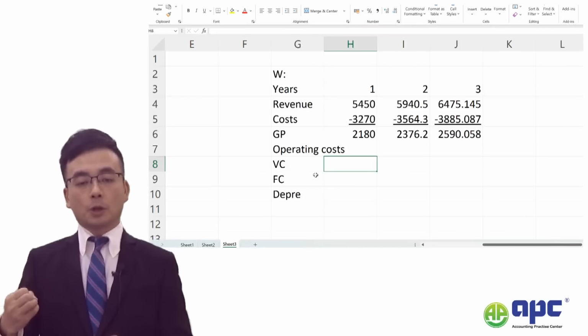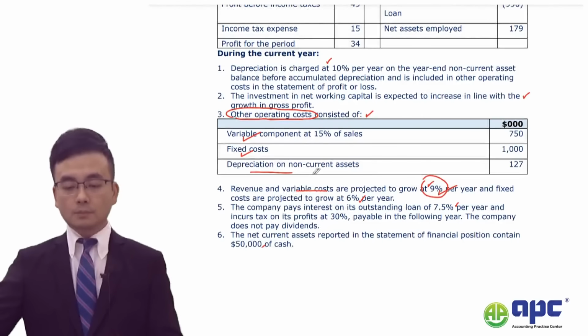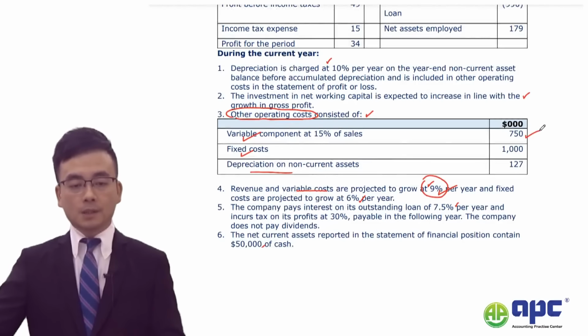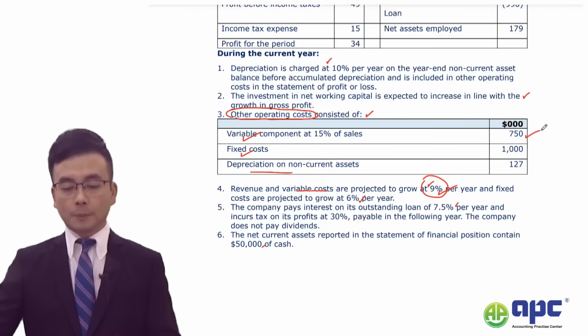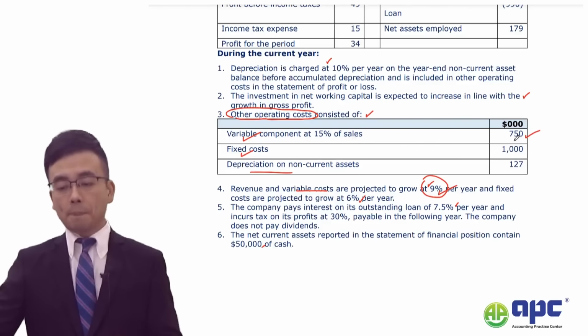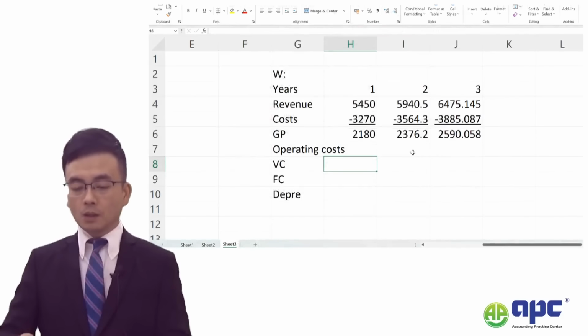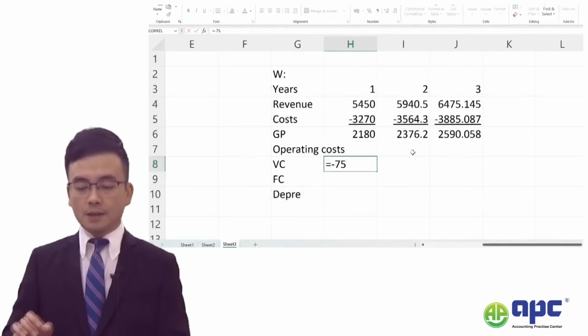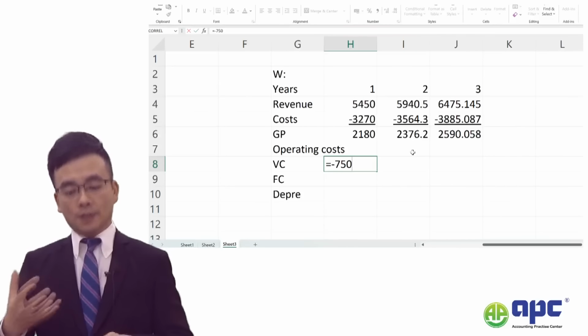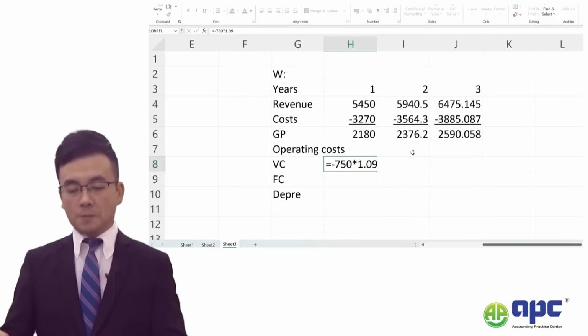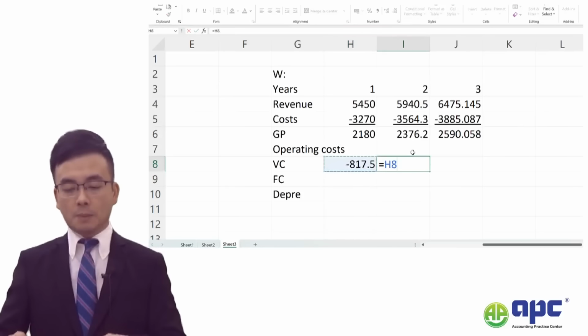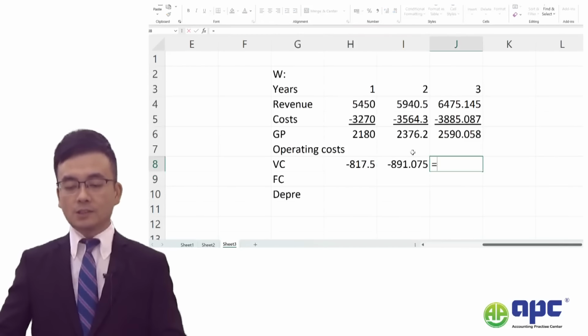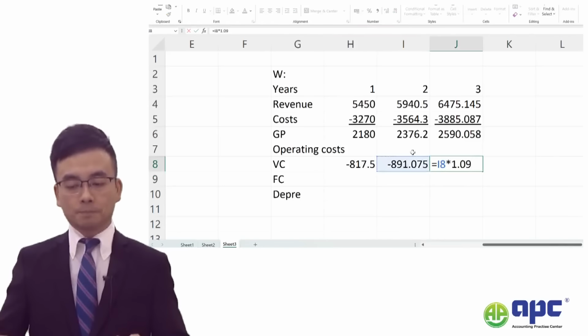Now, for the variable costs, firstly, we've got 750, okay, at the very first start. And it's at 15% of sales, yeah, we are given that. So that's why in year 1, that will be minus 750, and because the variable cost will grow at 9%, so we're times by 1.09. So basing on this figure and times by 1.09, basing on year 2's figure, times by 1.09.